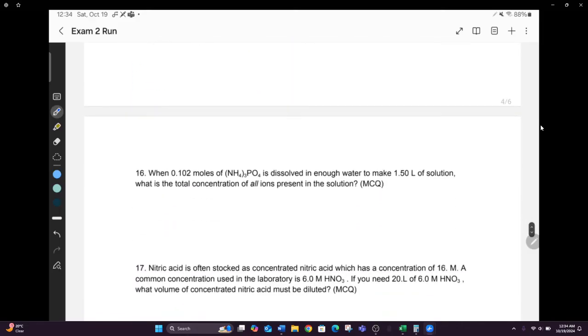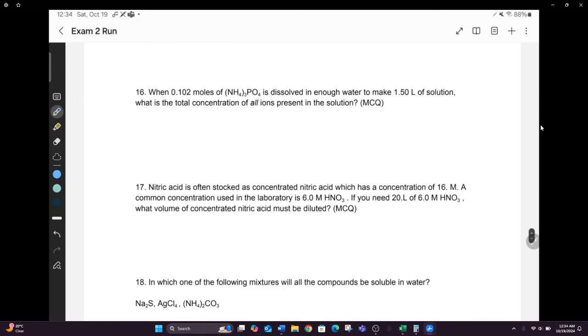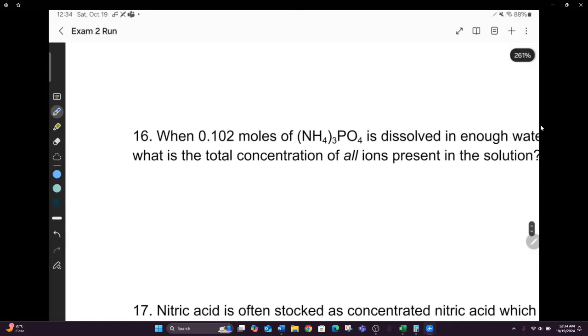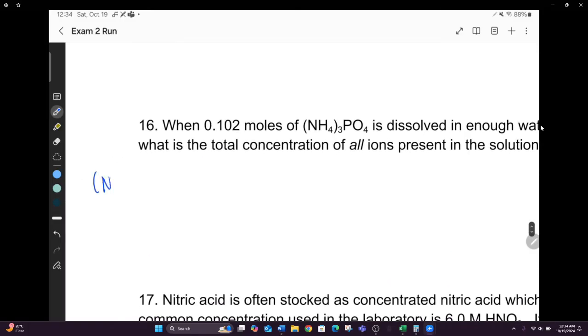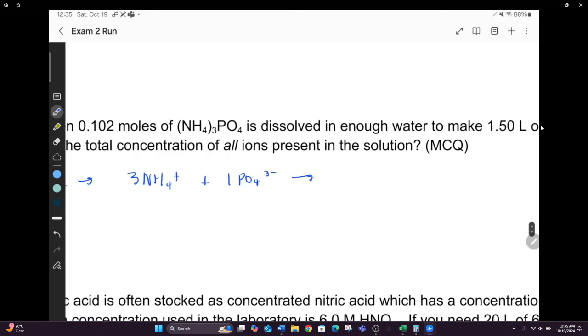Alright, next is question 16. When 0.102 moles of (NH4)3PO4 is dissolved in enough water to make 1.5 liters of solution, what is the total concentration of all ions present in the solution? So again, like this previous question, we're going to break this down into its constituent ions. (NH4)3PO4 in water is going to form 3 NH4 pluses and 1 PO4 3 minus. As you can see, these are 4 ions, basically.